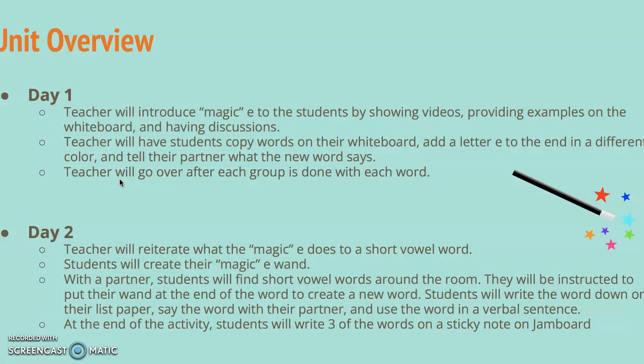Then with a partner, students will walk around and find short vowel words around the room. They will be instructed to put their wand at the end of the word to create a new word. Students will write that word on their list paper, say the word with their partner, and use the word in a verbal sentence. So they're not just walking around silently with a partner. They are being kind of forced to converse, to read together, to say words together, to form sentences together, and so on.